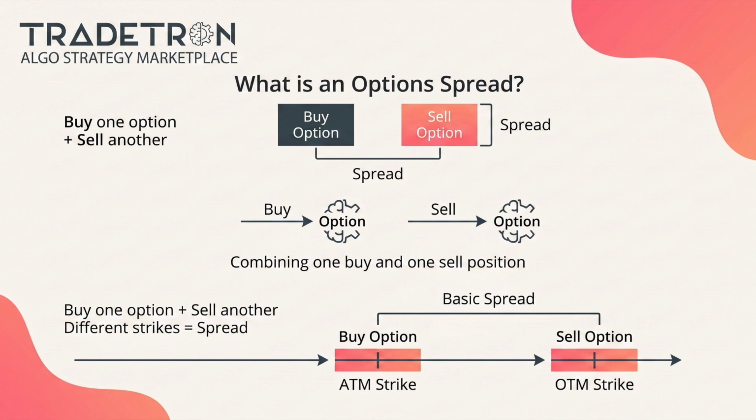A spread in options trading simply means combining two positions, one buy and one sell. For example, you buy one option and sell another option at a different strike. Now let's take a simple example. Suppose the market is around a certain level, and that becomes your ATM strike. You buy an ATM option, and at the same time, you sell another option that's slightly out of the money. That combination forms a basic spread.